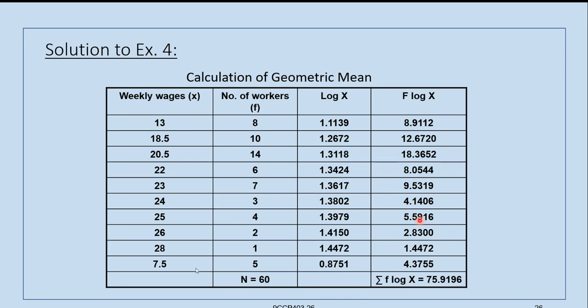Okay. Comparing the individual observations and discrete series, we have only one difference. That is, in individual observations, frequency is not there. Here, frequency is there. So the steps I will repeat again. First, you take the logarithm of these series here, and then you multiply this log x by f. That is called f log x. So we will find out sigma f log x and then divide by n. Then you find out the antilog of this number.